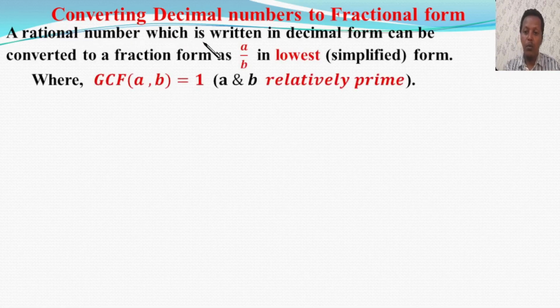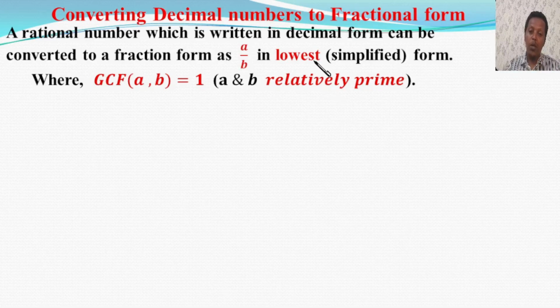A rational number which is written in decimal form can be converted to fractional form as a over b in lowest or simplified form. So given a rational decimal, we can convert the decimal form into fractional form a over b in lowest form. In lowest form means the greatest common factor of the numerator a and the denominator b will be 1. If the GCF of two numbers is equal to 1, remember we call them what? The two numbers we call relatively prime.